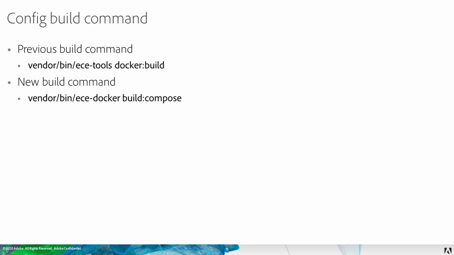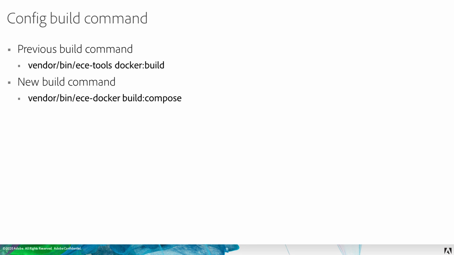So like I was mentioning before, some of the commands have changed, and probably the command that you'll run the most is the docker build or the build compose command. And this is what actually generates the docker compose.yaml file with all the configurations you need to run docker compose up. So previously it was vendor bin EC tools. This was as of EC tools 2002.0. You had the docker namespace and the build command. Now EC docker is its own command. It's still vendor bin, but this time it's EC docker and then build compose.